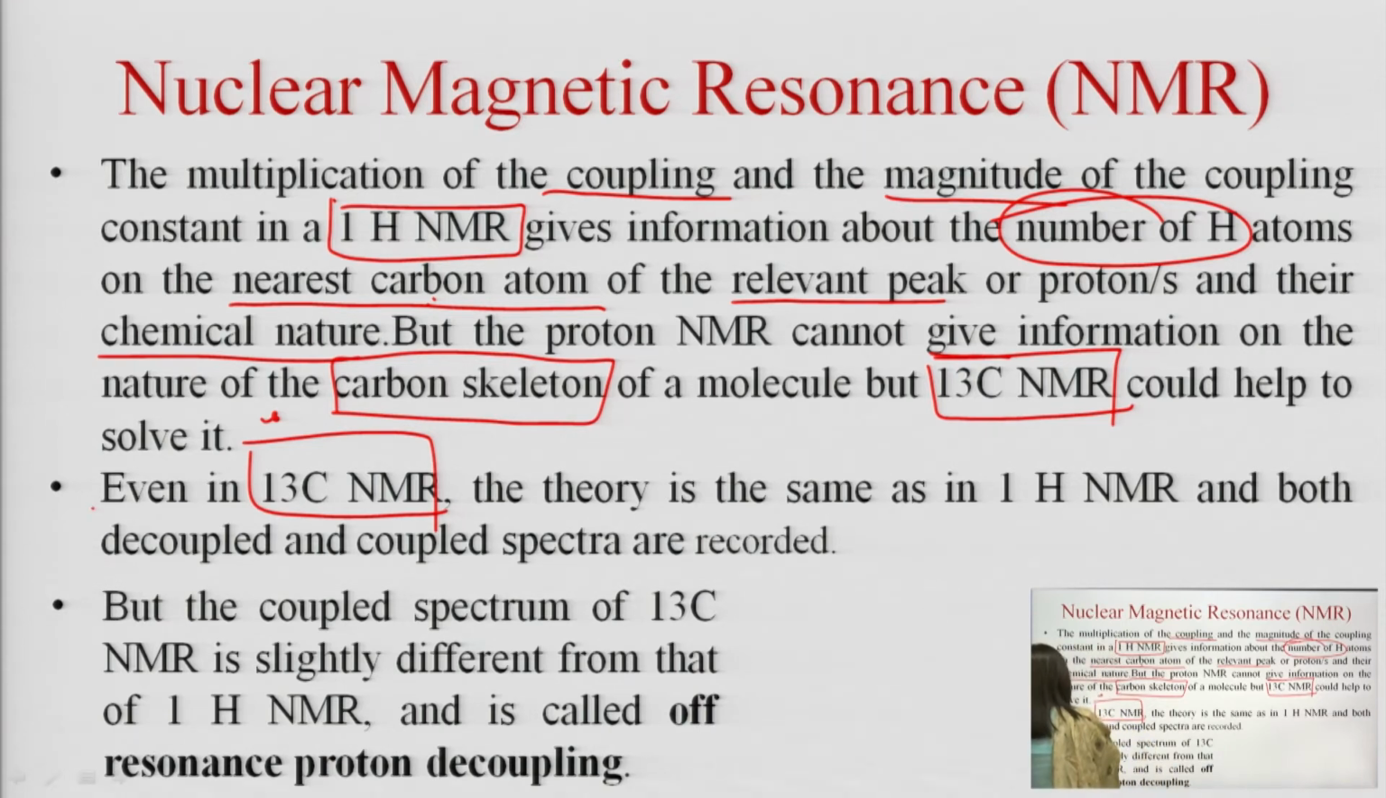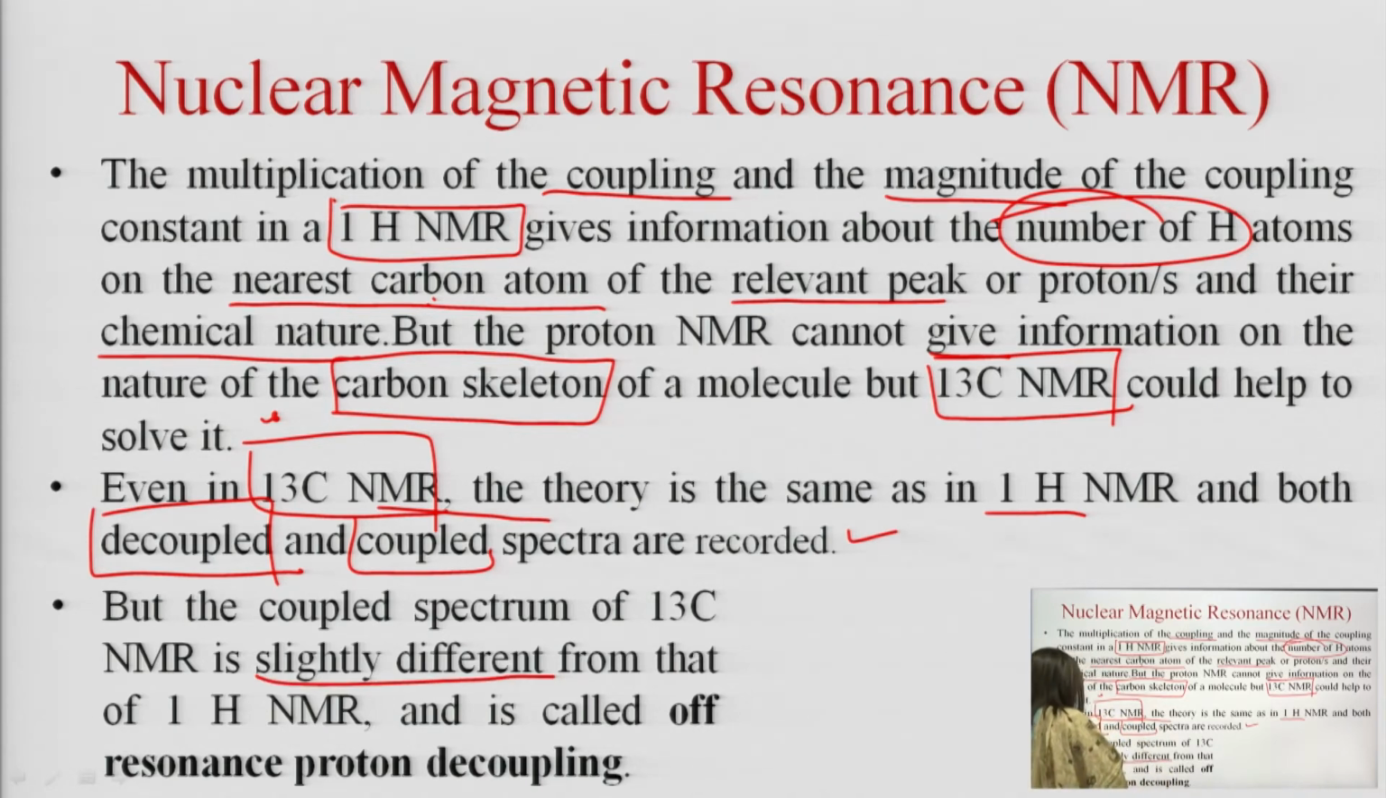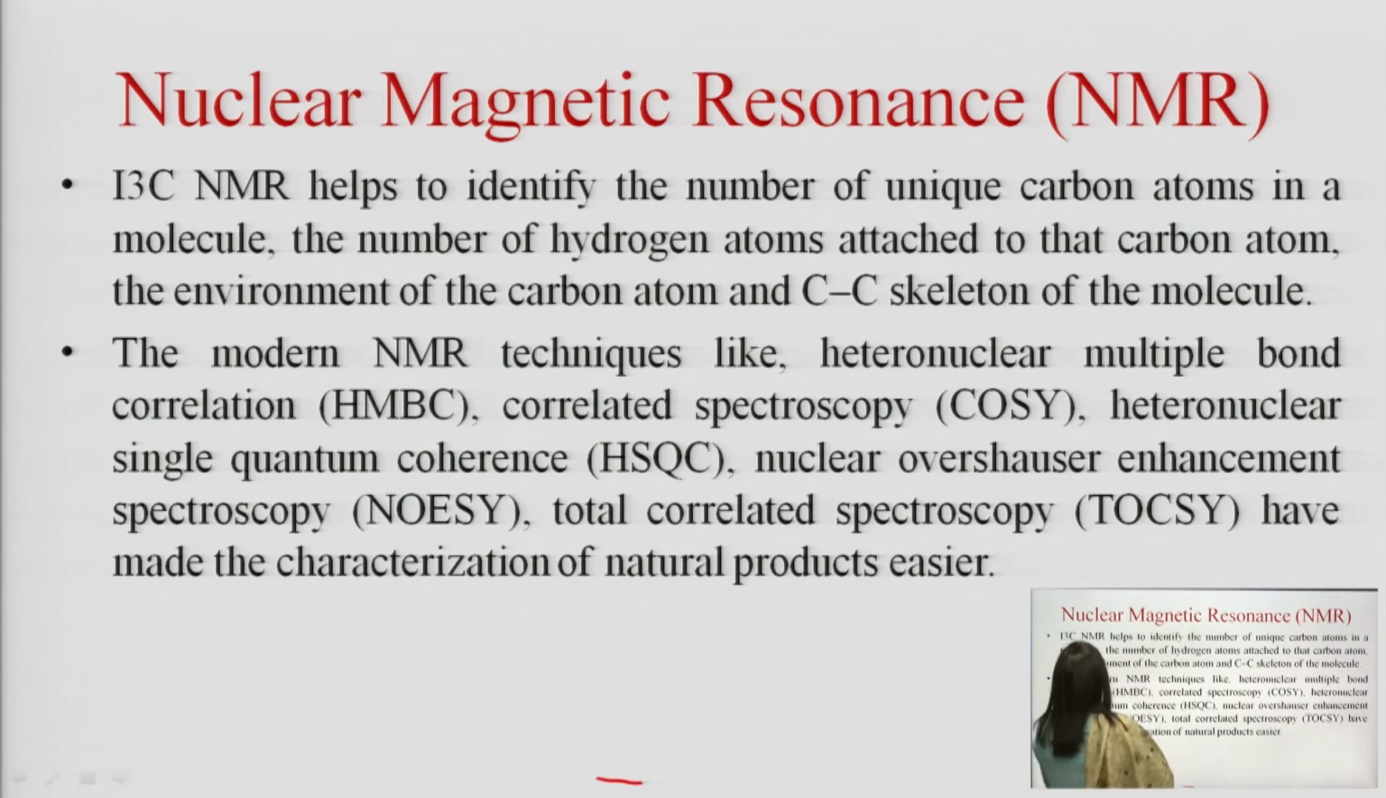In both the techniques, decoupled and coupled spectra are recorded. In case we are to elucidate or deduce the chemical structure, coupled spectra are also recorded, and decoupled spectra of each of 13C NMR and proton NMR are recorded. But the coupled spectrum of 13C NMR is slightly different from that of proton NMR and is called off resonance proton decoupling.